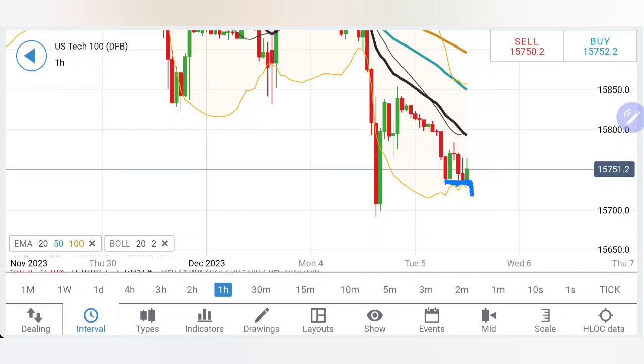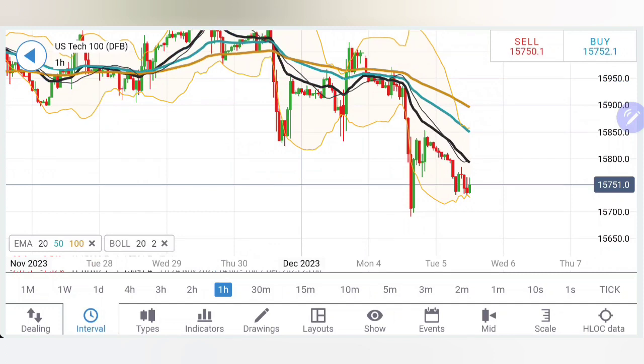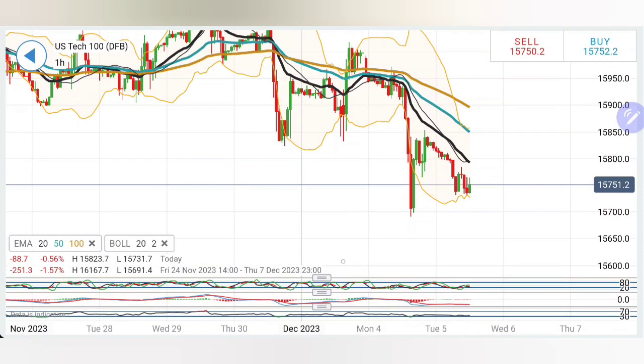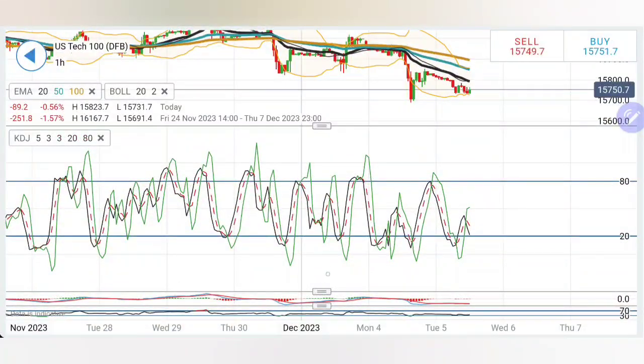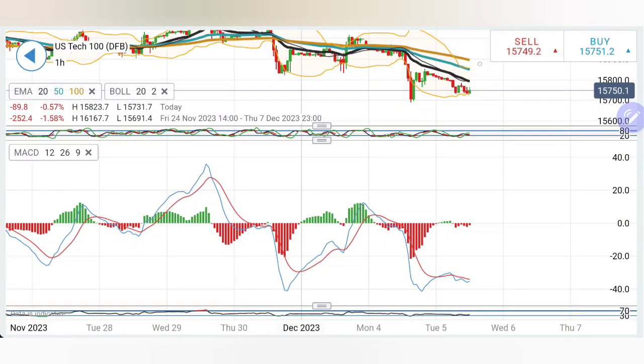Thus, if you see it is staying below 15,720, you can initiate a selling position. Be alert of 15,700, and once 15,700 is taken, a massive drop is definitely there waiting for Nasdaq 100, where you can look forward to 15,650 and 600 levels as the first target, and then in fact I will wait for 15,500. Stochastic looking down, MACD is again bearish.